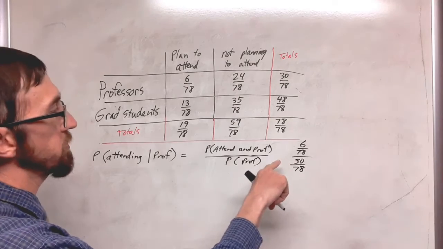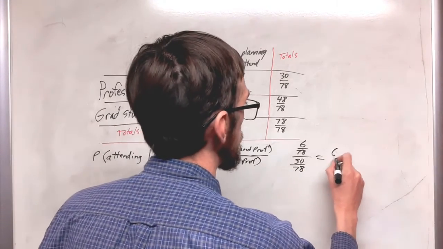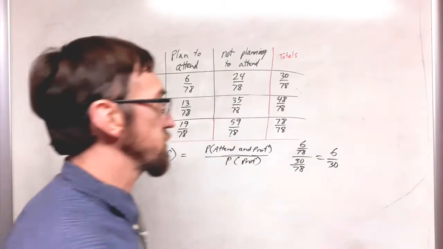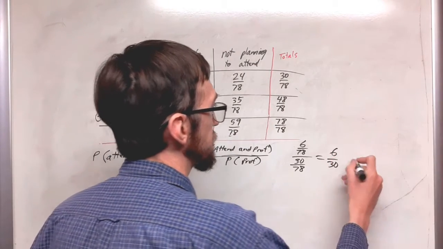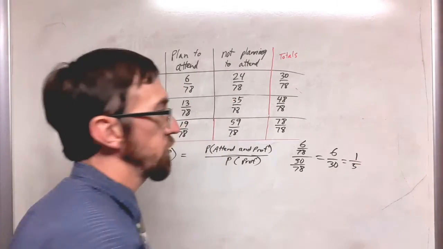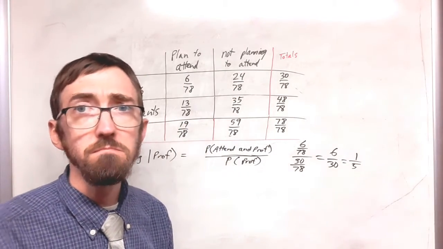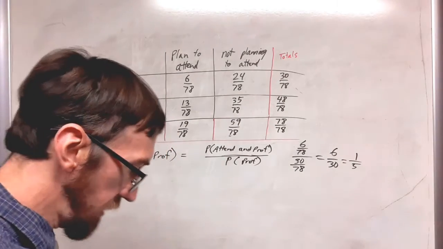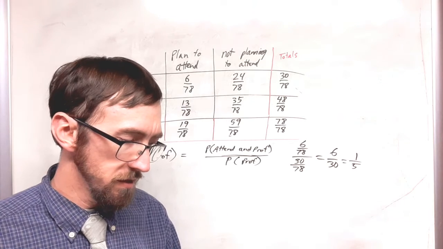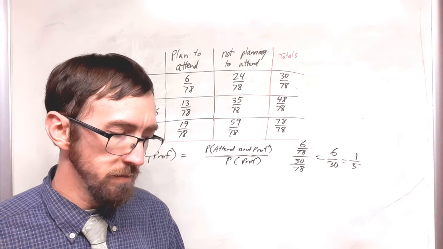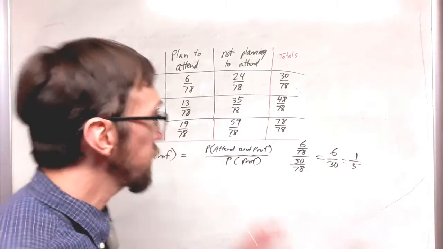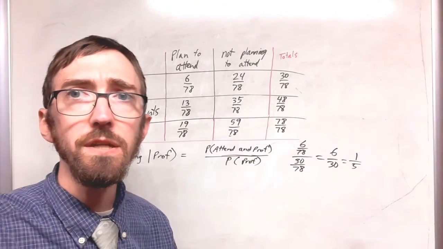When you divide this out, you get 6 out of 30, which is a reducible fraction. 6 goes into 6 one time, 6 goes into 30 five times. So we have 1 out of 5, or about 20%. Exactly. All right, the next question I want to ask is, determine if Colloquium attendance is dependent on being a professor. Again, we are going to use our chart here.